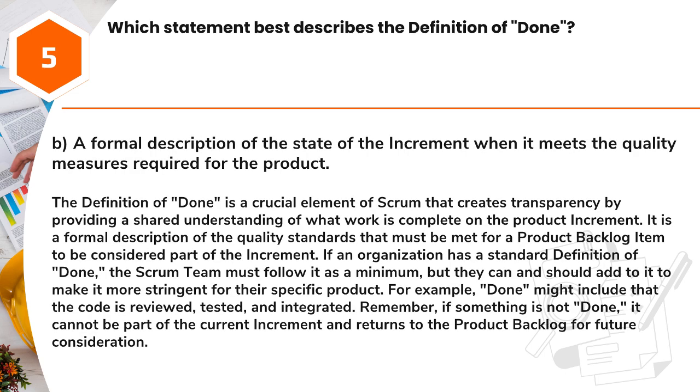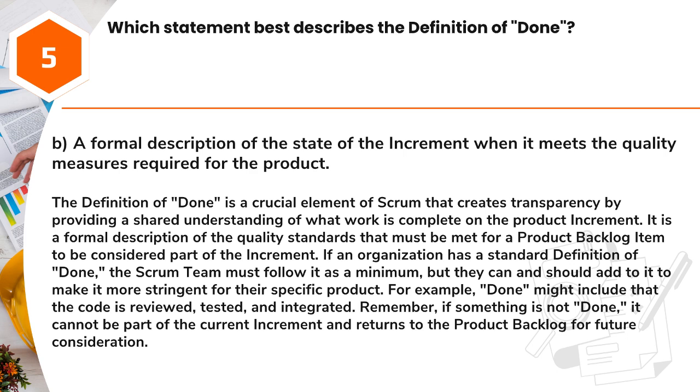Answer. B. A formal description of the state of the increment when it meets the quality measures required for the product. The definition of done is a crucial element of Scrum that creates transparency by providing a shared understanding of what work is complete on the product increment. It is a formal description of the quality standards that must be met for a product backlog item to be considered part of the increment.